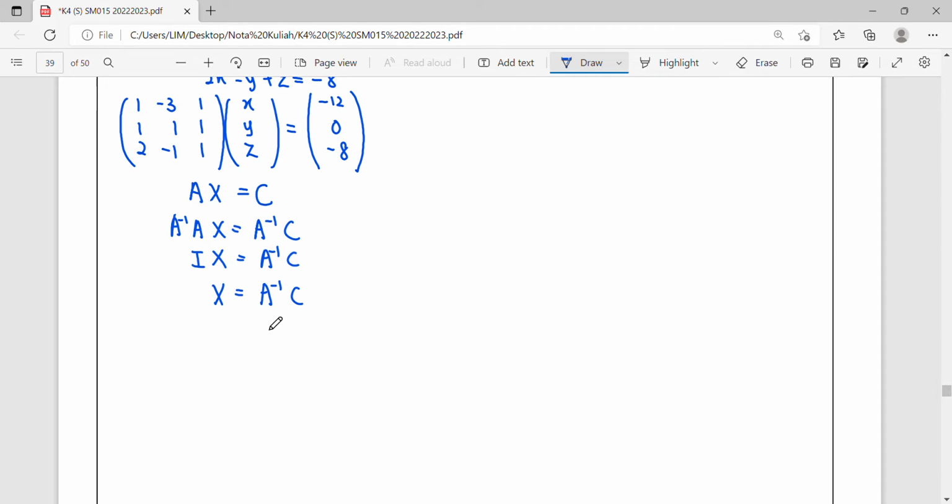For here, we will choose the adjoint method, where A inverse is 1 over determinant A times adjoint matrix A. So we're going to find out what our determinant A is. Element 1, 1, which is 1, times its minor, then minus element 1, 2, -3, minor 1, 2, and then plus element 1, 3, which is 1, minor 1, 3.